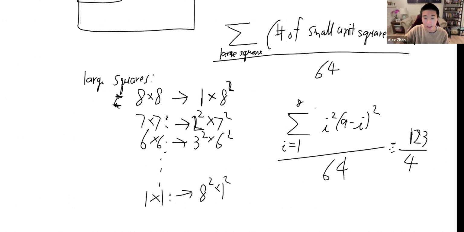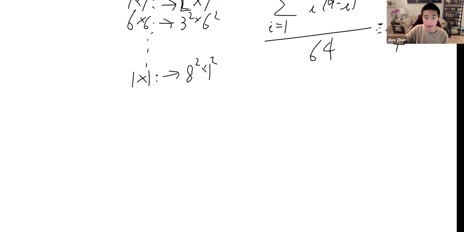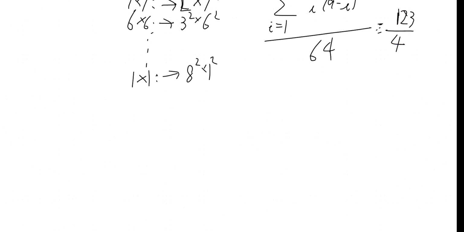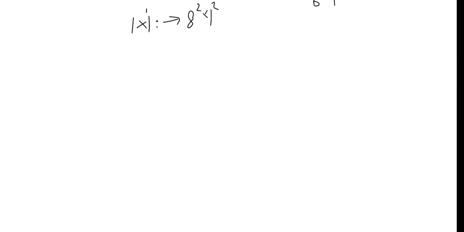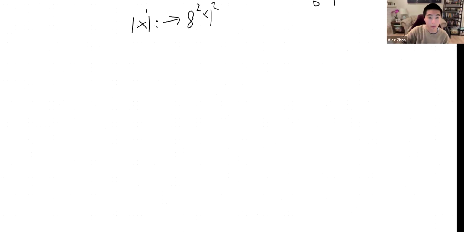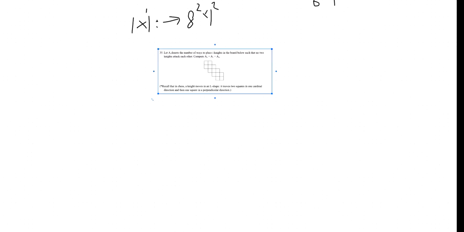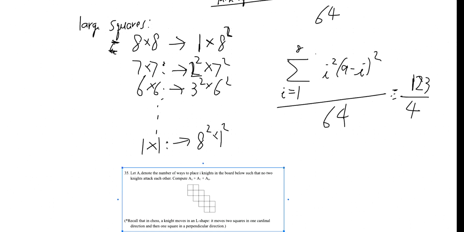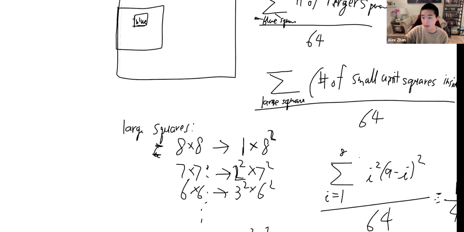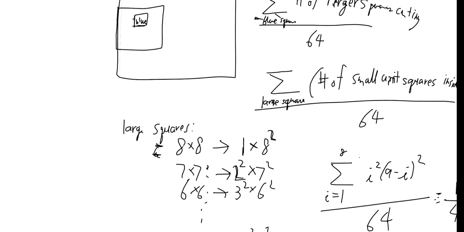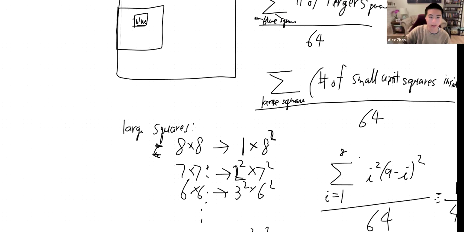Okay. But do any of you have any questions about the double counting? Alex, can you use the graph to describe the large squares, like the 1 times 1's? For question 34, can you explain how you got 2 squared times 7 squared and 3 squared times 6 squared? I already explained earlier. Yeah, but can you show it on the graph? I think that is not necessary.